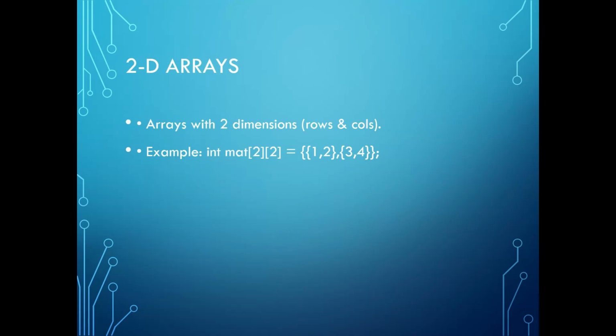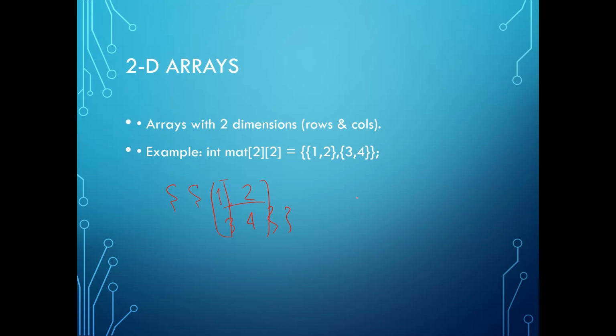Then coming to the 2D array. So how do you define a 2D array? Under one, two, then three, four. So this is 2D, right? Basically a two-dimensional array. What is row and column here? This is the row and this is the column, right? So 1, 2 is the row and 3, 4 is the column.